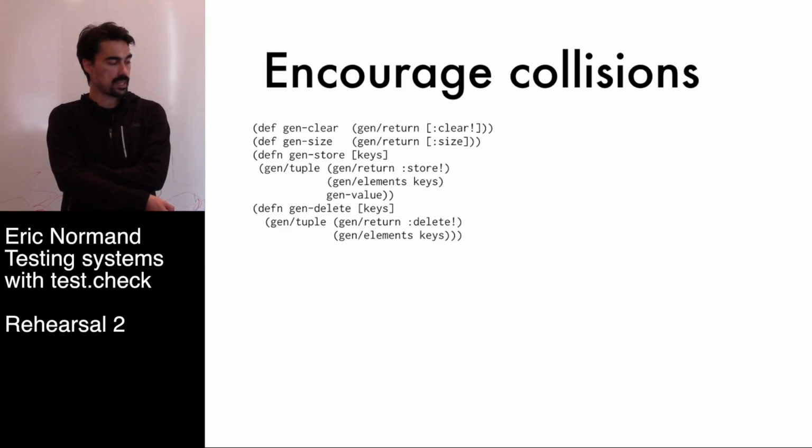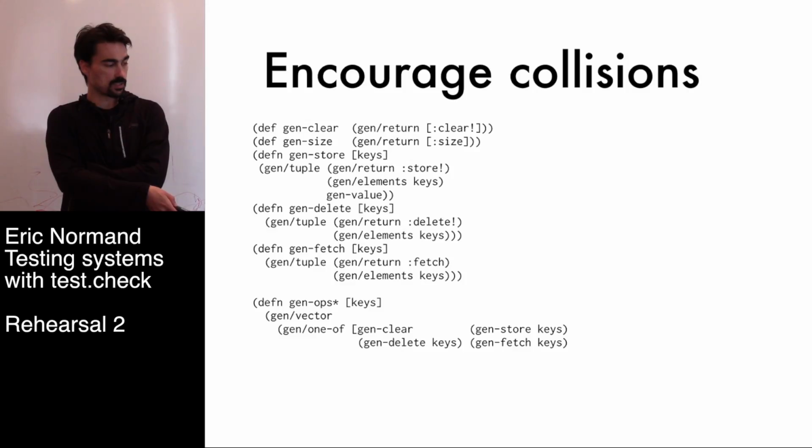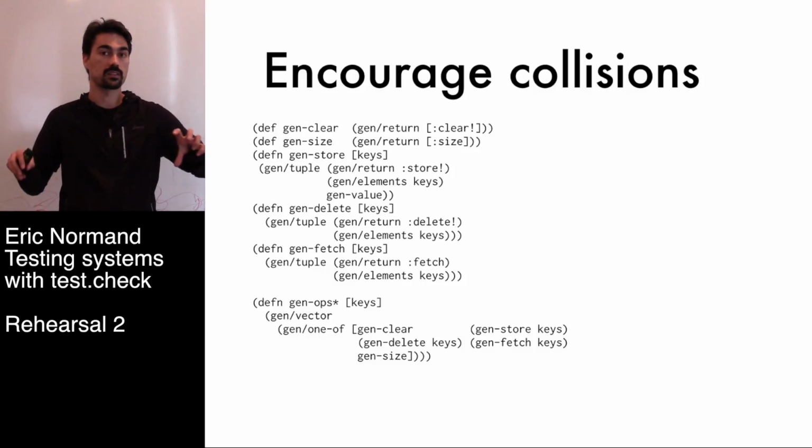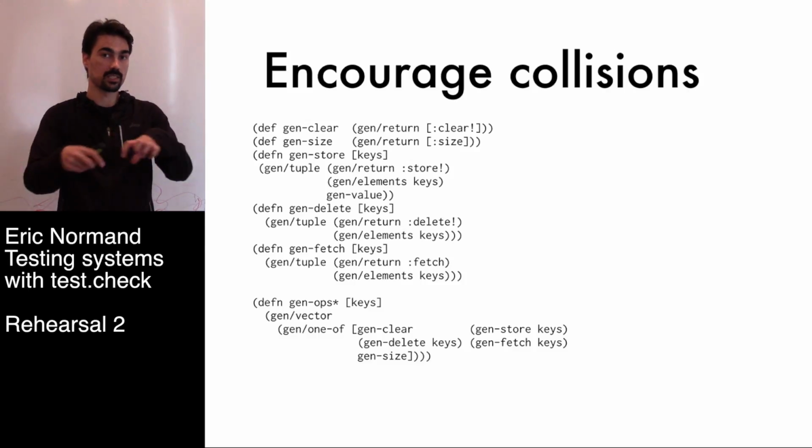So delete is the same. We're making it into a function, and we're going to choose a random key from there. Fetch is the same. All right, now here's the trick: we're making a new function that's going to return a vector of these, and then we're going to pass the same keys to each of them. So now they're each choosing from a small collection. Small, it could be arbitrarily large, but the same collection of keys. So they're much more likely to collide.